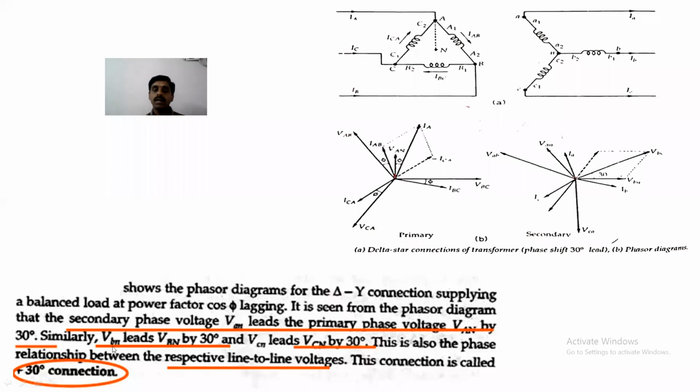We observe they are supplying a balanced load at a power factor of cos phi lagging. In the phasor diagram, you can see the secondary phase voltage VAN. This is VAN. It leads the primary voltage by 30 degrees. As well as VBN leads capital VBN by 30, VCN leads capital VCN by 30 degrees. This is also the phase relationship between respective line voltages. This connection is called the 30 degrees lead connection. We can have different types of connections like this for different purposes.